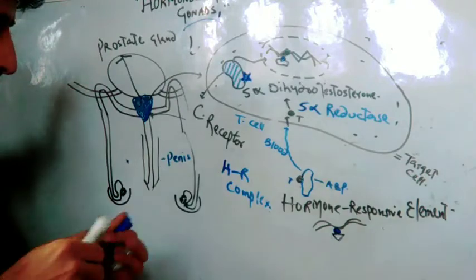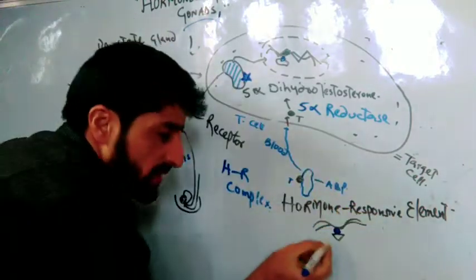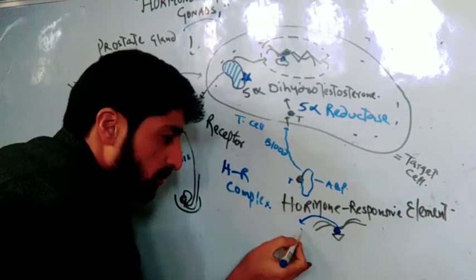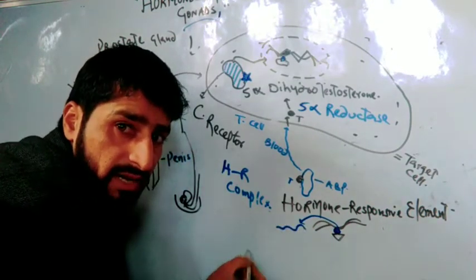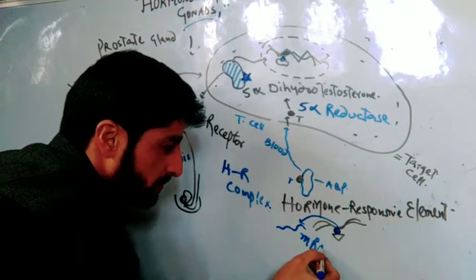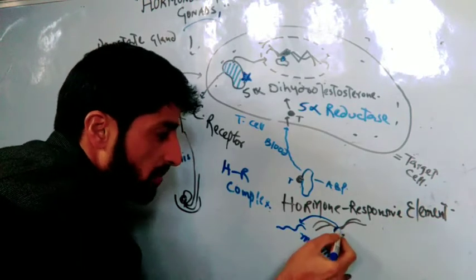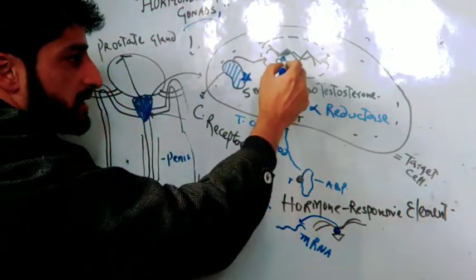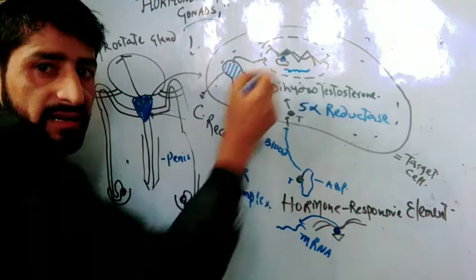Now from this hormone responsive element, a special biological molecule is formed. That special molecule is known as messenger RNA. From DNA, messenger RNA is formed.